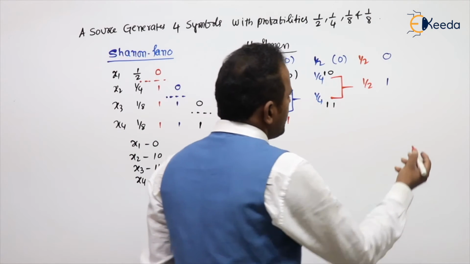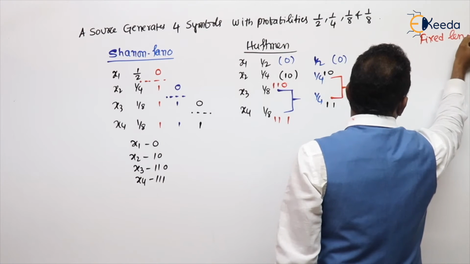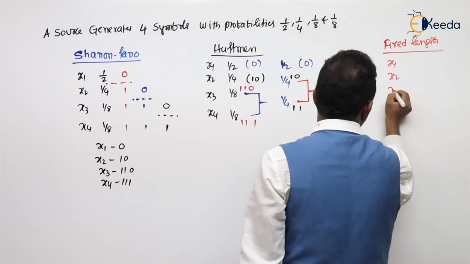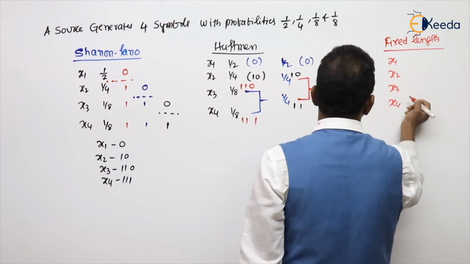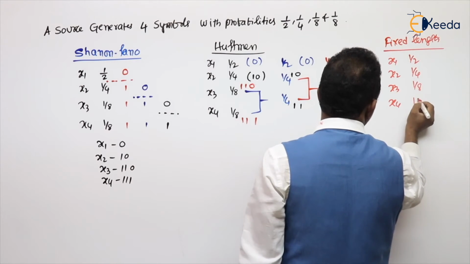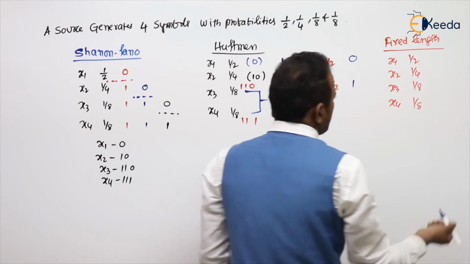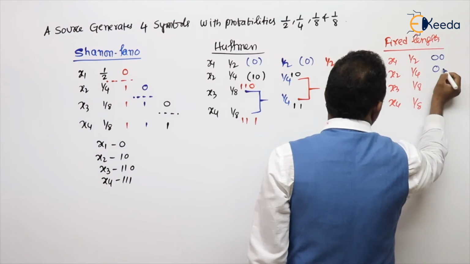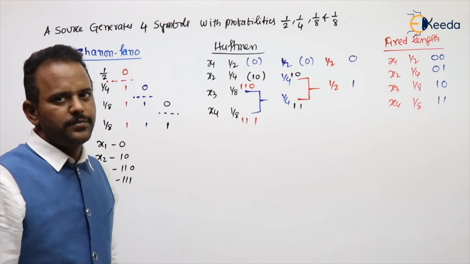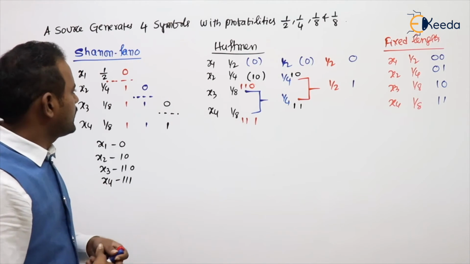Now, if it is a fixed length code, there are 4 symbols X1, X2, X3, X4, with probabilities 1 by 2, 1 by 4, 1 by 8 and 1 by 8. A fixed length code means that with 4 symbols you can use 2 bits. Got my point or not? So these are the three things.